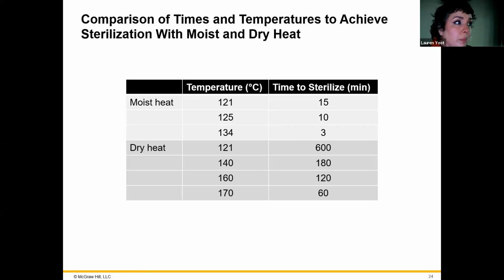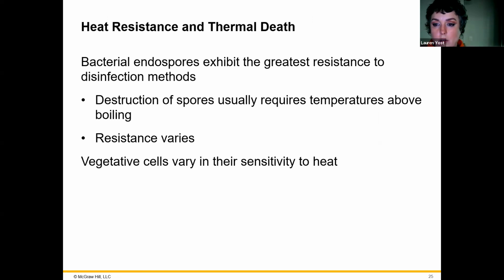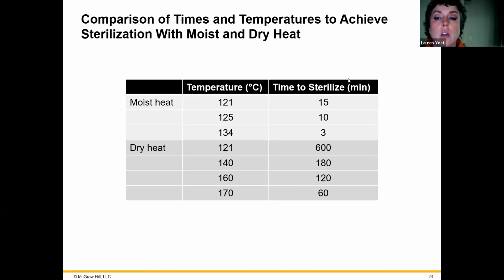And so you just have to expose something to moist heat and pressure, and then you have it sterilized in 20 minutes. But if you want to use dry heat at the same temperature, 121, you'd have to go for 600 minutes. So it's 10 hours. It's quite the difference, right? That puts into perspective how much more effective it is to add in the moisture with our sterilization.